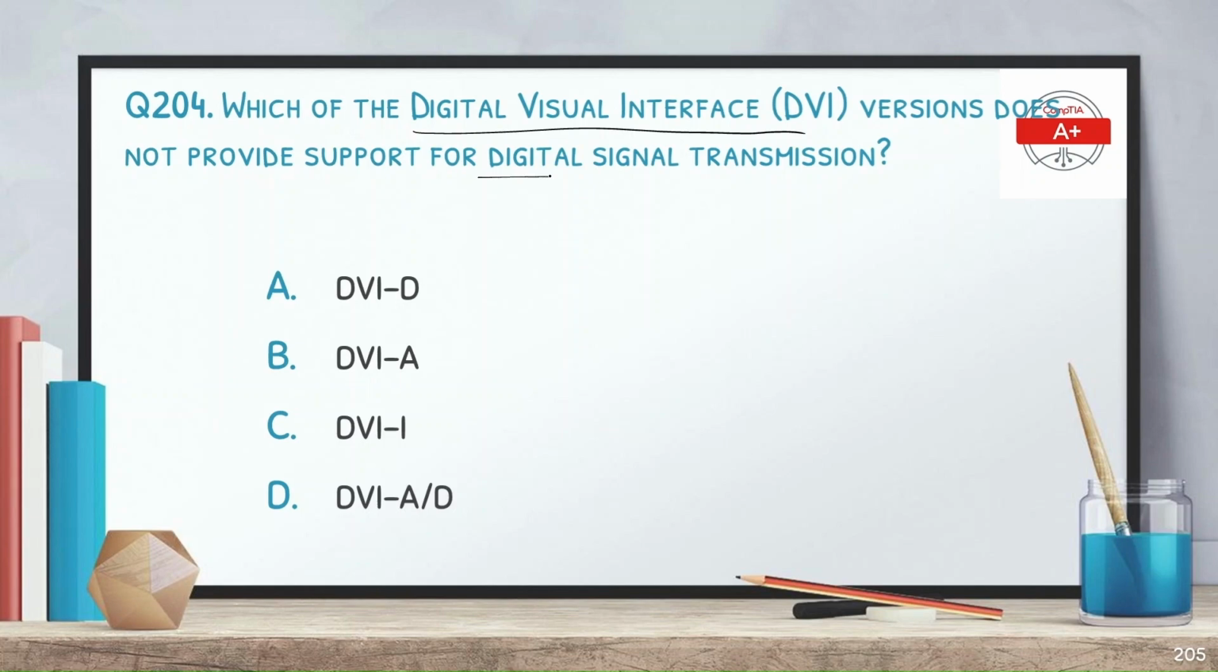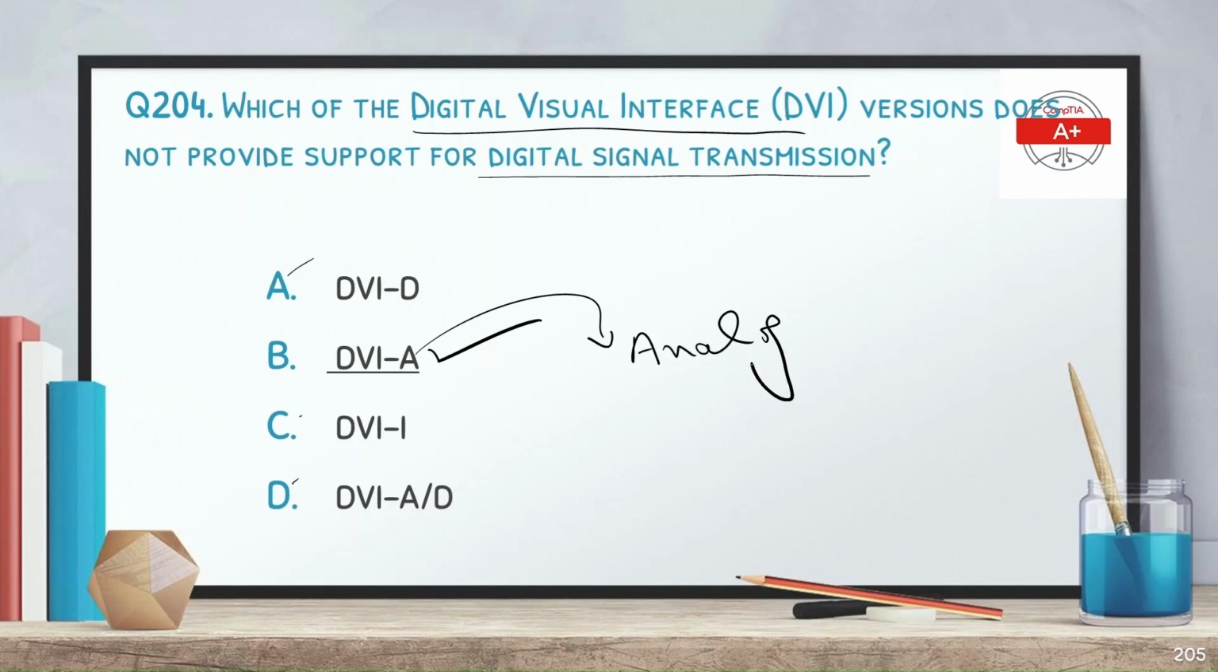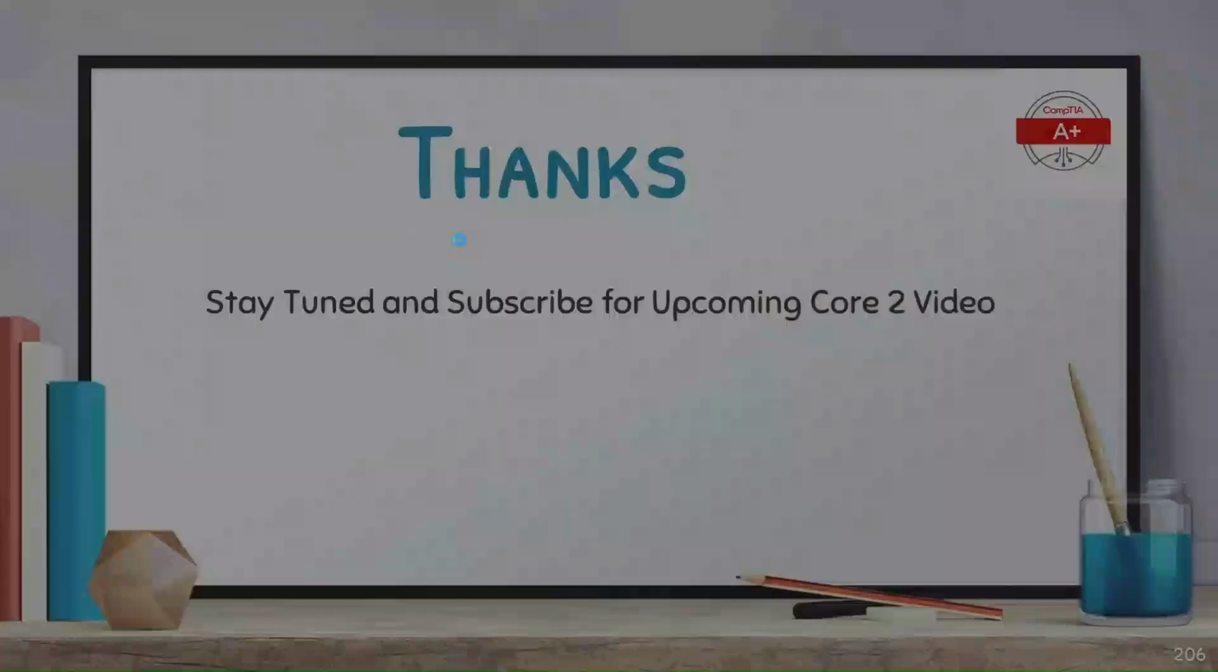Question number 204 is, which digital visual interface, that is DVI, version does not provide support for digital signal transmission? The options are A DVI-D, B DVI-A, C DVI-I, and D DVI-A/D. The correct option is DVI-A. Here we can see that A may refer to analog, so that's why it does not support the digital signal.